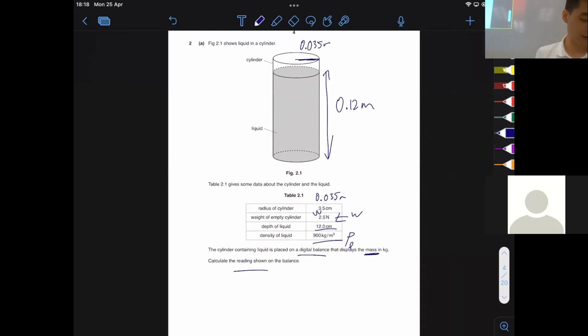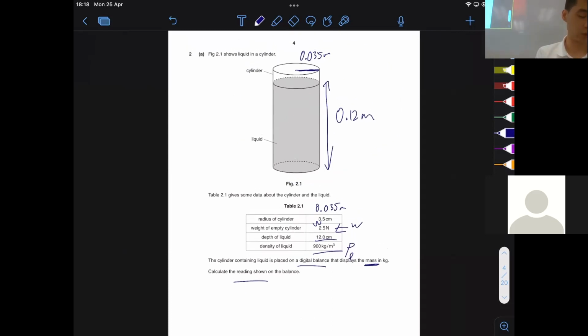So how do I find the mass of this whole thing here? First and foremost, I look at all the information. Number one, they already give you the weight of the empty cylinder, right? They want it in mass. How do I change weight into mass again? Divide by 10, right? So this is useful information. Divided by 10 is going to be 0.25 kg, right? So this would have been the mass of the cylinder.